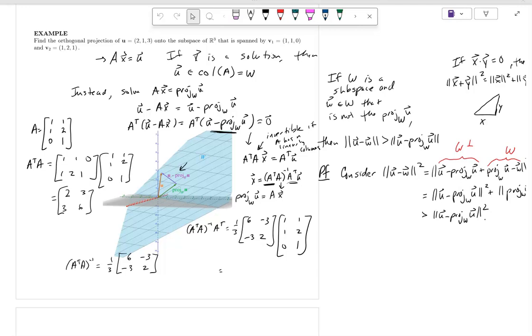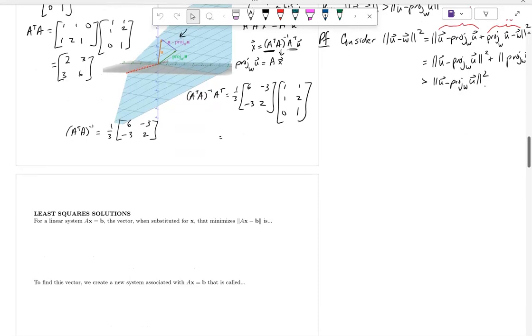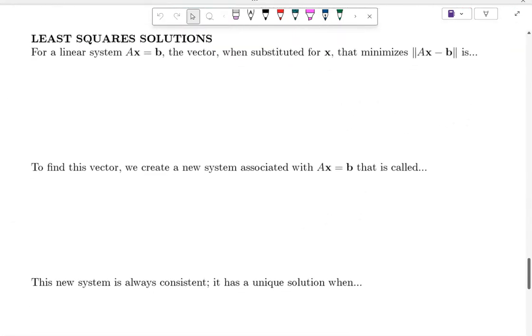That was where we left off. So let's summarize all of that on the next page here.